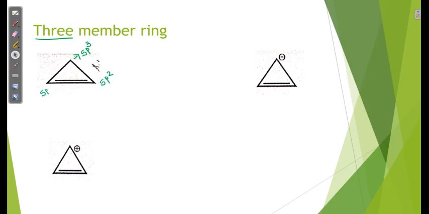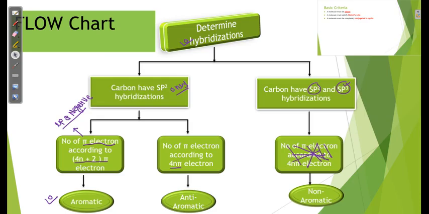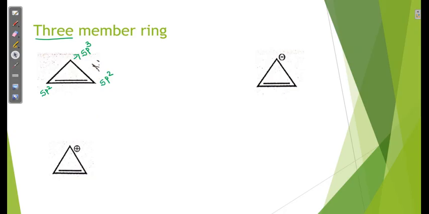This is sp2 hybridization. According to that chart, we can say that this has sp2 and sp3 hybridization. If this compound has sp2 or sp3 hybridizations, then we can say this compound is what? It is non-aromatic. Is it?